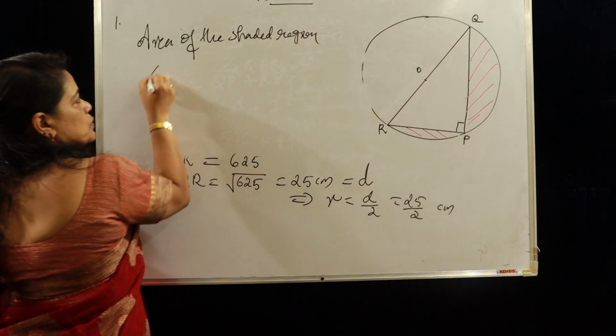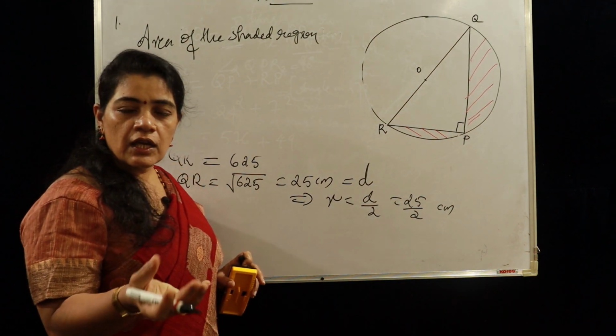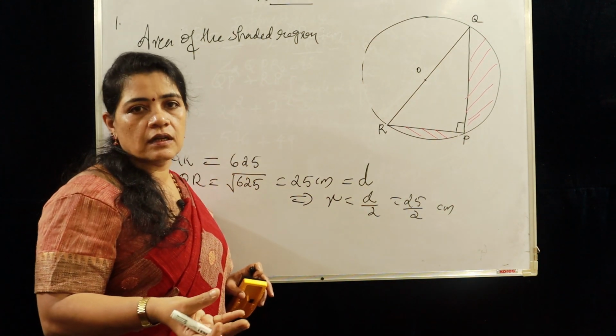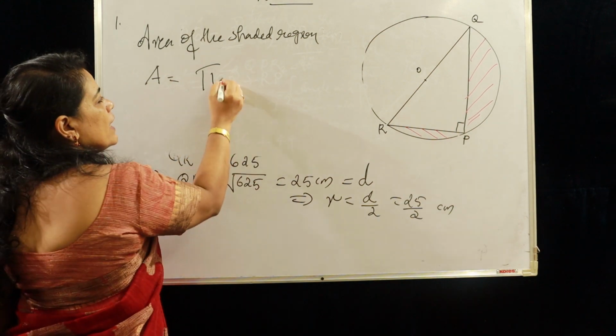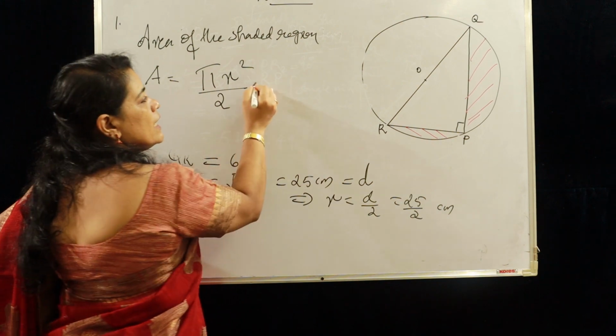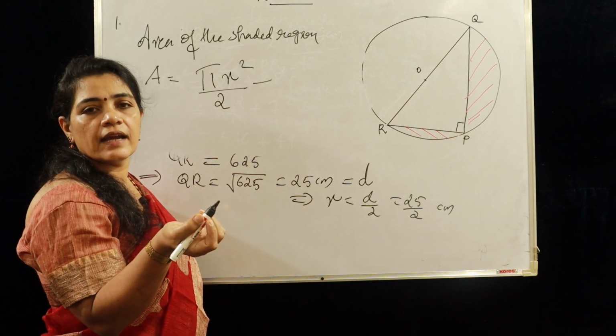Area of the shaded region is equal to what I told, if you subtract the area of the right triangle from the area of the semicircle, that is half of pi r square or pi r square by 2, area of the semicircle, minus area of triangle QPR. QPR is a right triangle.